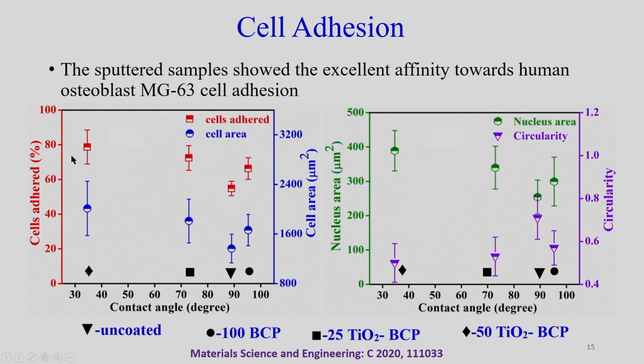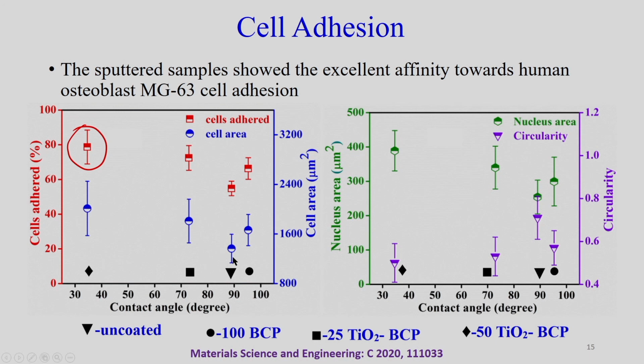If you just see the cell adhesion, again it was analyzed in terms of percentage adhered cells, cell area, nucleus size and the circularity. And if you see, this is the uncoated surface; the percentage cell adhered, you coated the BCP, cell adhesion increased, further with 25% TiO2, 75% BCP, it further increased. Again we got the highest in case of 50% TiO2 and 50% BCP. Similarly, we see the trend of cell area, average cell area, it is again increasing, then further increasing.